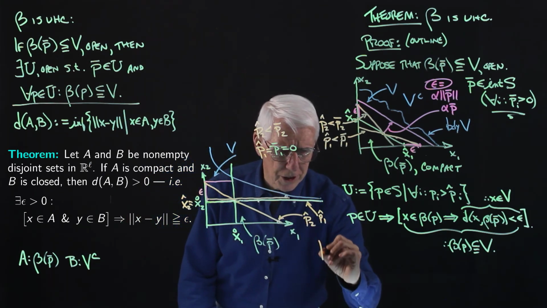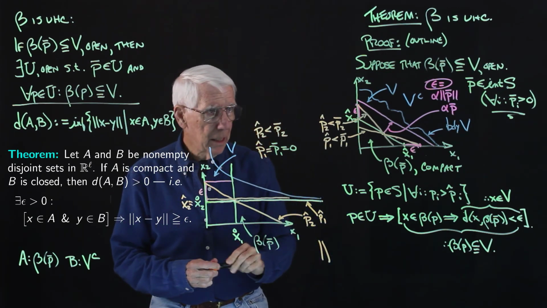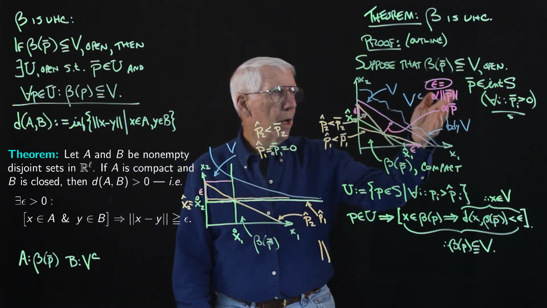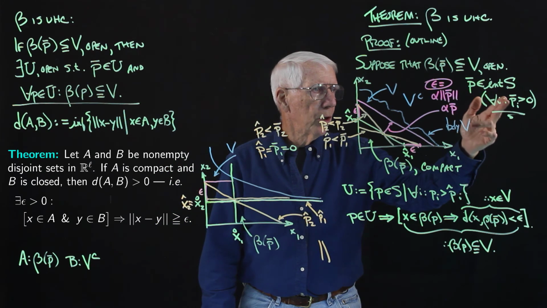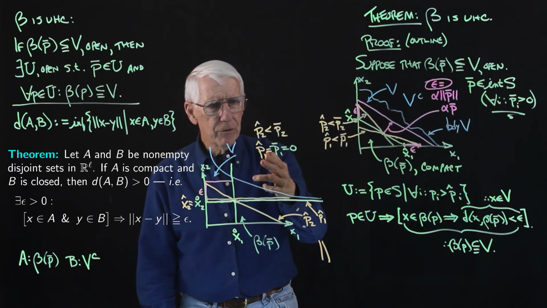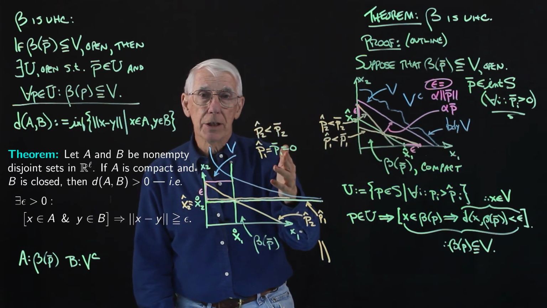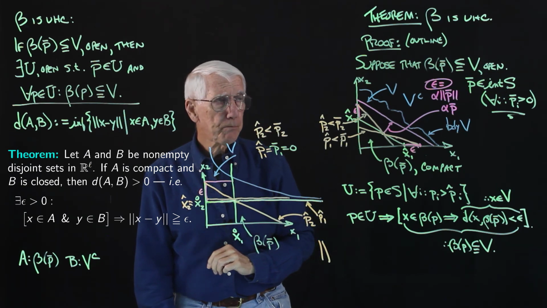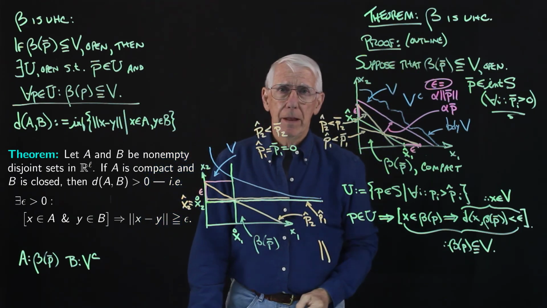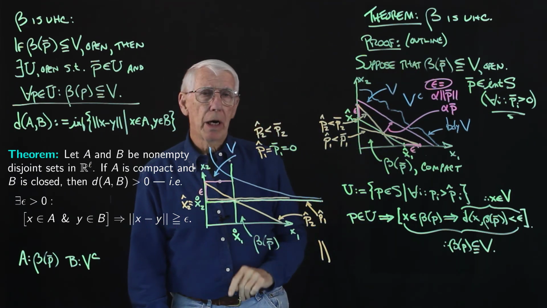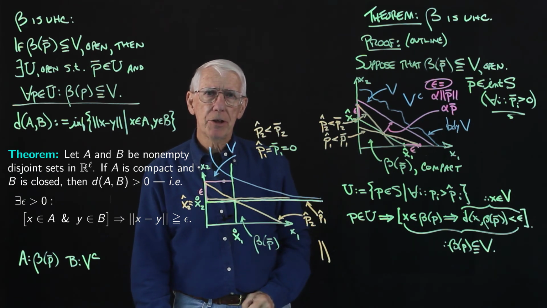So I'll just do this down here. That completes the proof for both price lists where all the prices are positive and for price lists where one or more of the prices is 0. So we've established that the budget set correspondence is upper hemi-continuous.